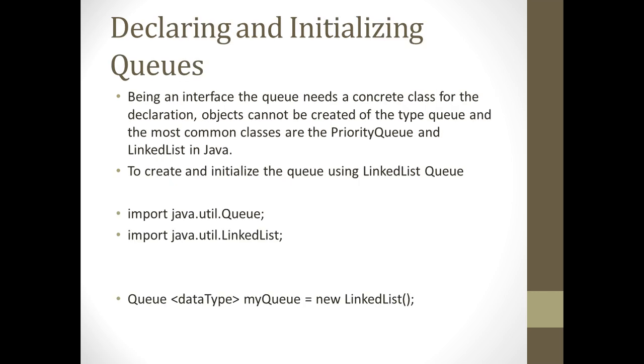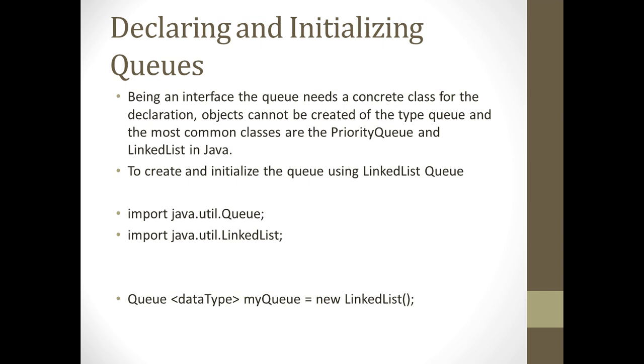So in declaring and initializing a queue, being an interface, the queue needs a concrete class for the declaration. Objects cannot be created of the type Queue, and the most common classes are PriorityQueue and LinkedList in Java. So to create and initialize the queue using LinkedList, we must first type the import java.util.Queue and import java.util.LinkedList.